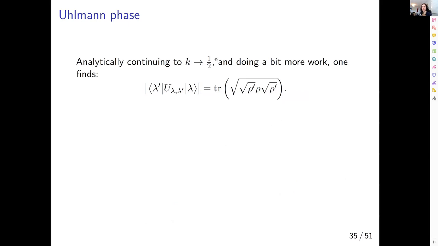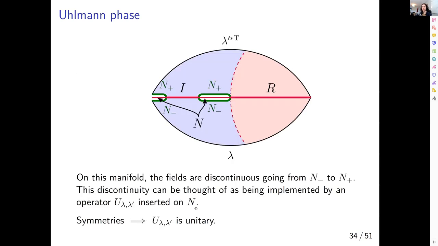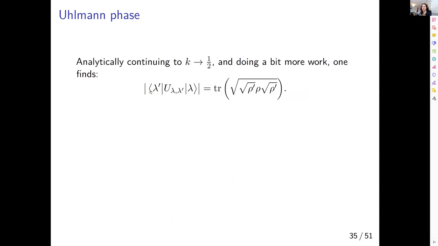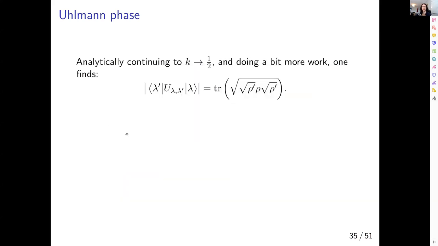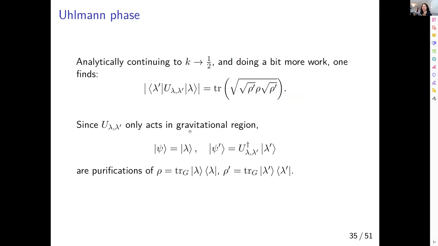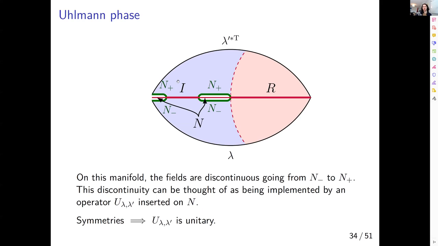So the thing on the right-hand side, that's the fidelity, which is what we get from continuing this setup to k equals half. And there's a unitary operator inserted here, which appears now on the left-hand side in between lambda prime and lambda. So lambda prime in the future and lambda in the past. I should say first that you can see that this operator U lambda lambda prime only acts in the gravitational region.